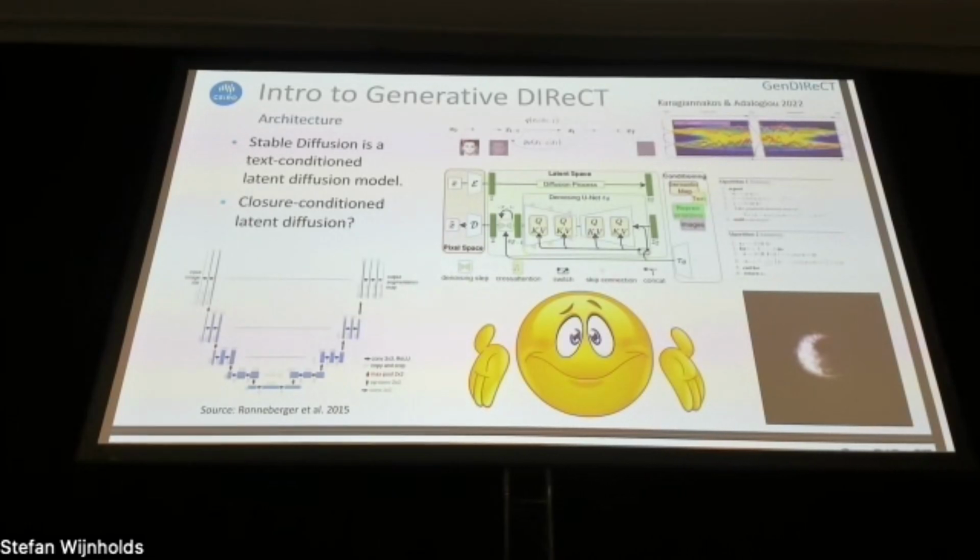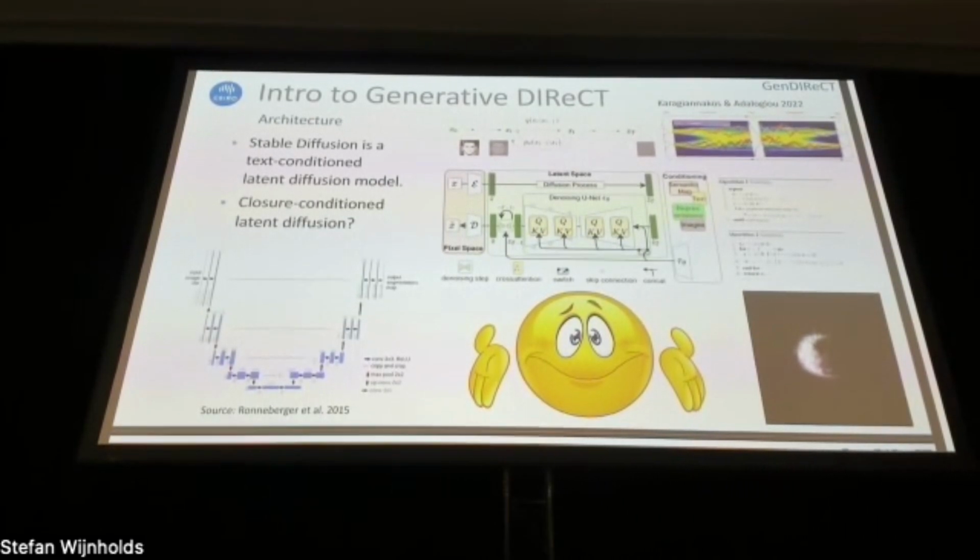So the main innovation, I could say, is that what if we took this model and we made it a closure conditioned or interferometric measurable conditioned latent diffusion model? And so you might know that these diffusion models are UNets, which are expanding and contracting pathways of convolutional layers with ResNet connections in between. And what we've done was we added these attention layers, cross attention layers, in order to perform the cross attention mechanism with the closure invariance.